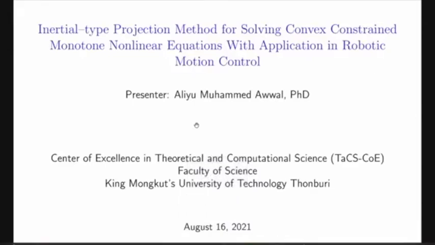I will be sharing with you our work titled Inertia Type Projection Method for Solving Convex Constrained Monotone Nonlinear Equation with Application in Robotic Motion Control.